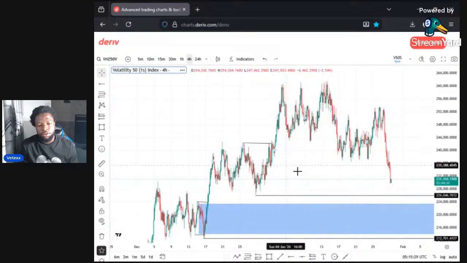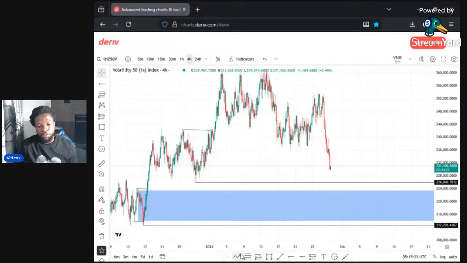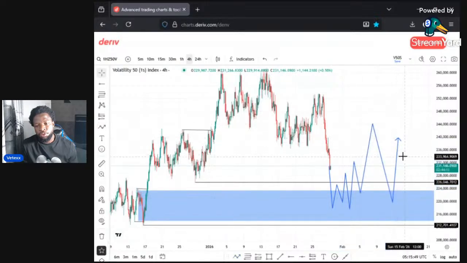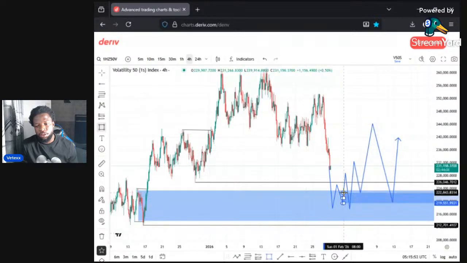Now we are anticipating rule number 5. So once rule number 5 taps into this POI on the 4-hour time frame, we are going to be anticipating this buy continuation like this. So this might give us a series of buys until it takes us to the target. Okay, we're going to be anticipating like this.